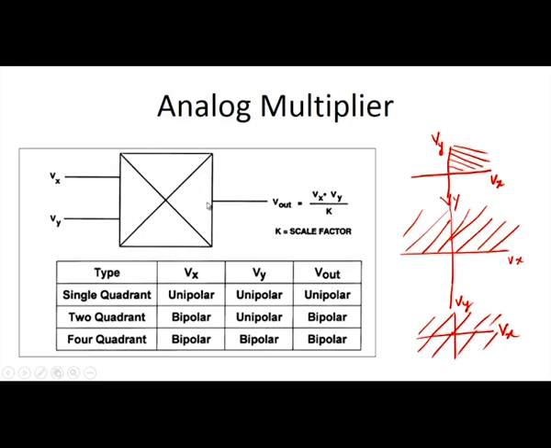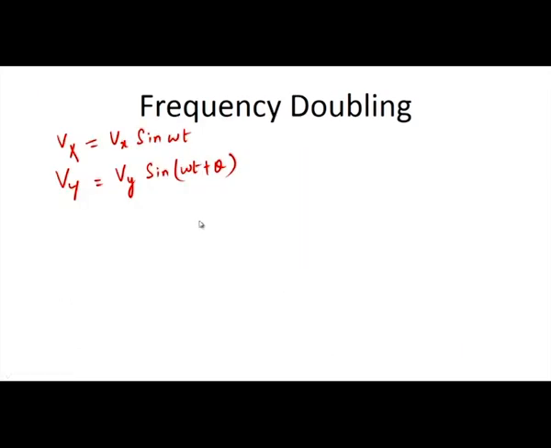So, in this circuit, this is the analog multiplier symbol. Here Vx takes the value Vx sin omega t, and Vy takes the value Vy sin(omega t plus theta). Now we are going to see how the frequency is doubled by using the analog multiplier with these two signals with the same frequency, different amplitude and different phase.